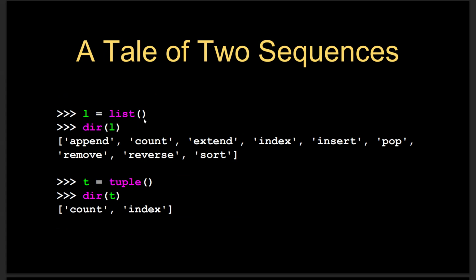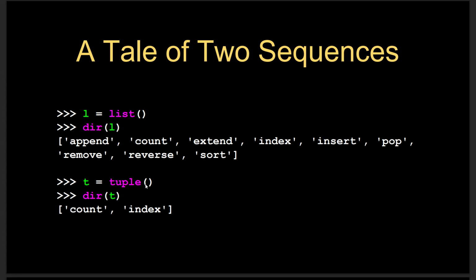So L is equal to list. By using this list constructor, I created an empty list by using the variable called L. So whenever I print L, it will print an empty list. And why are we using this dir function? If we want to know what operations can be applied on the list, we can use dir. So by using this dir function, we can know what operations can be performed on the list.